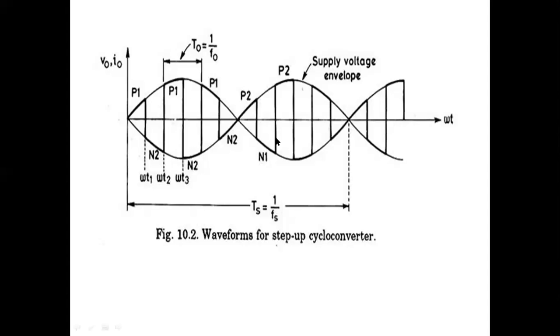Why is this waveform called step-up cycloconverter? Anyone? Anyone can answer? Why is this waveform called step-up cycloconverter? From this waveform, how can we say this waveform belongs to step-up cycloconverter? Can anyone explain? Regarding time period and frequency.